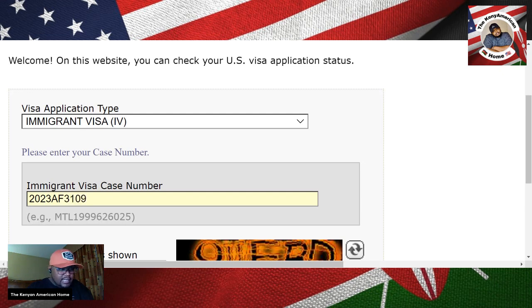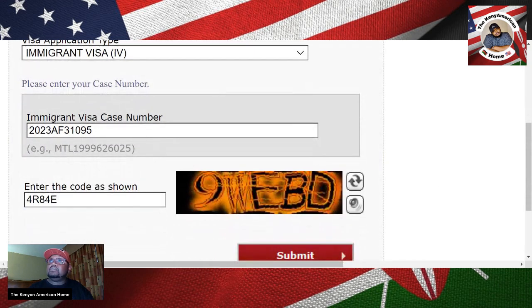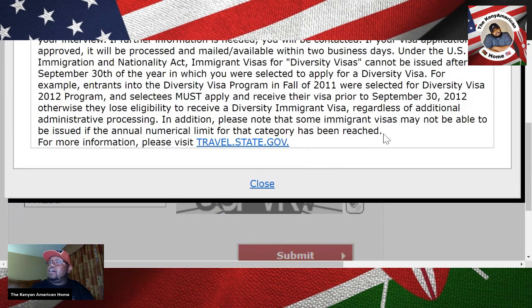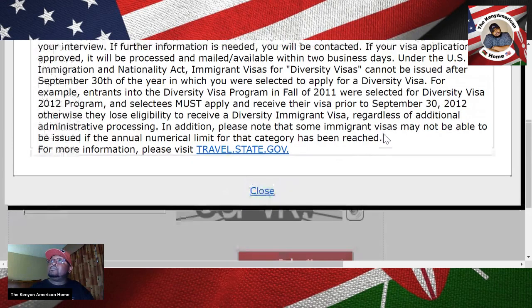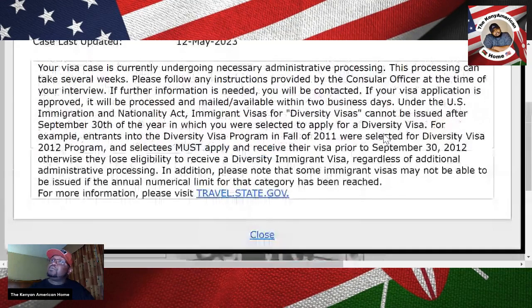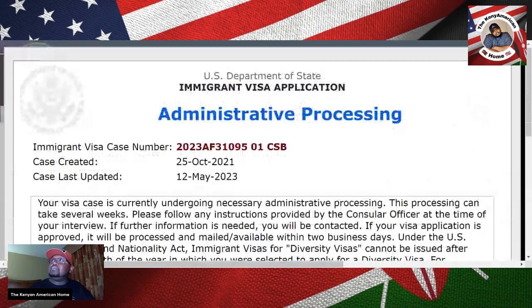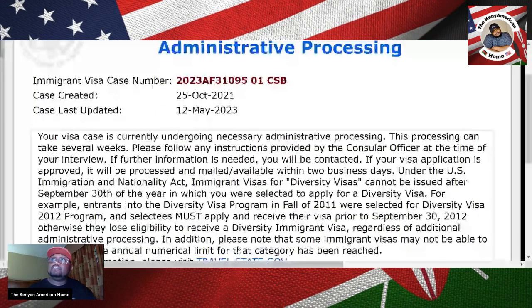So this means that it's on the way to being cleared. It means that you've provided what was asked, and it's just a matter of time before your case is updated and you can hopefully get your visa to come to the United States of America. So administrative processing. Your visa case is currently undergoing necessary administrative processing. This processing can take several weeks. Please follow the instructions.